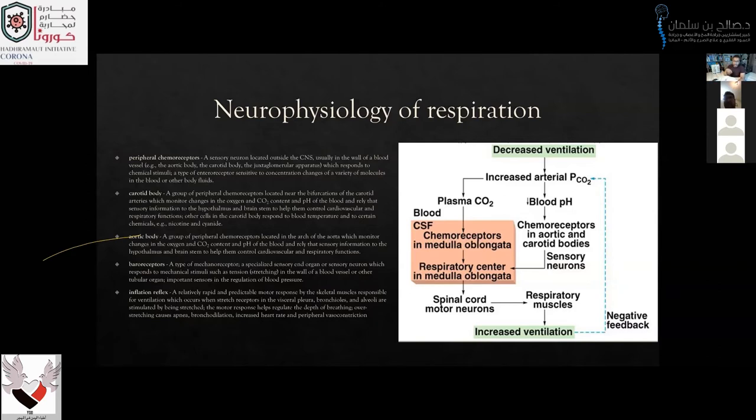Aortic body, a group of peripheral chemoreceptors located in the arch of the aorta, which monitor changes in oxygen, CO2 content and pH of the blood, and relay that sensory information to the hypothalamus and brainstem to help them control cardiovascular and respiratory function.